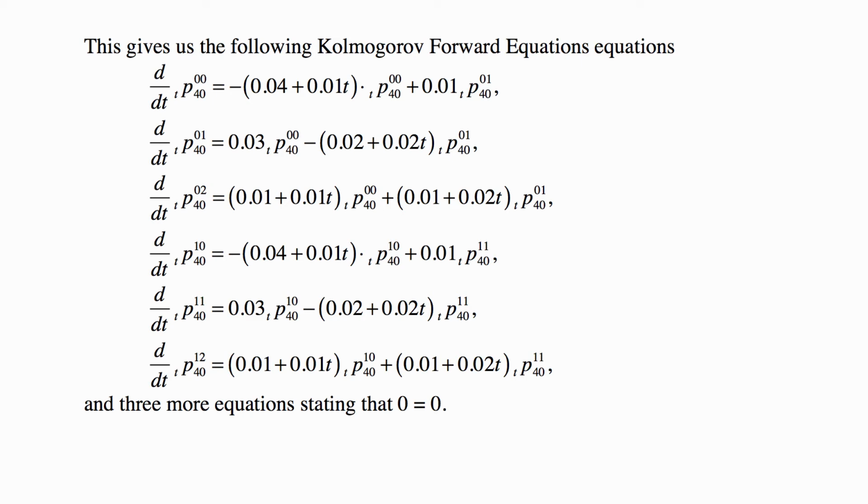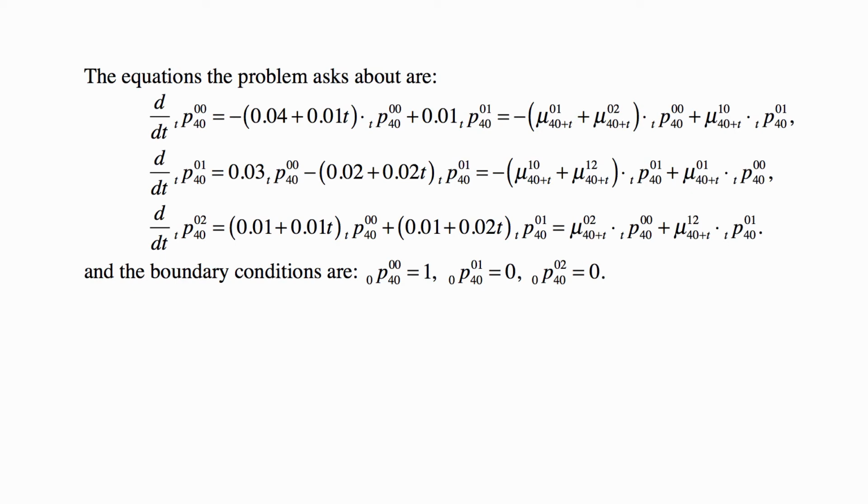We get 9 equations, but the last 3 are just trivial. They all say 0 equals 0. And these are the first 6. The problem asks you actually for the first 3 of these. So you're doing a little bit too much work. But it's okay if you can just use the matrix form to write out the 3 that they're asking for. That's no problem. So here are the 3 equations the problem asks about.